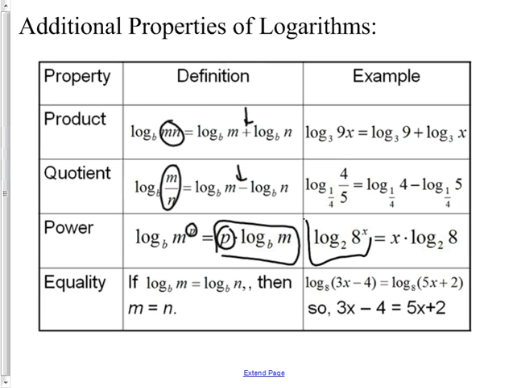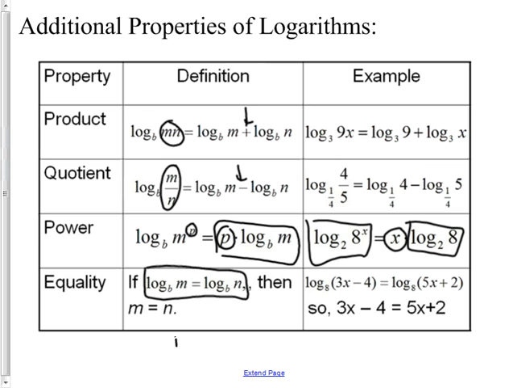So here's an example of one. Log base 2 of 8 to a power of x. You could put the x in front and then still have the log base 2 of 8. So powers can come down off of the argument and go to the front of the problem. And the last one is really one that just logically makes sense. It says if log base b of m is equal to log base b of n, then m and n must be the same thing.